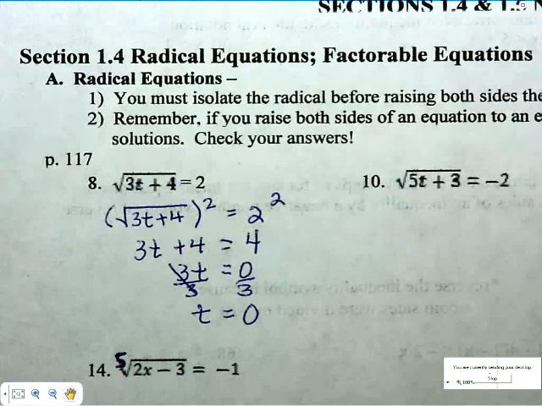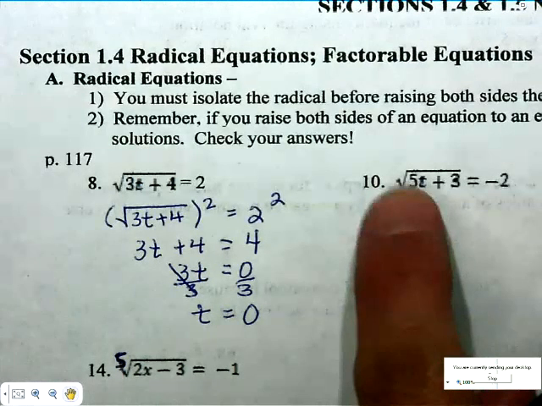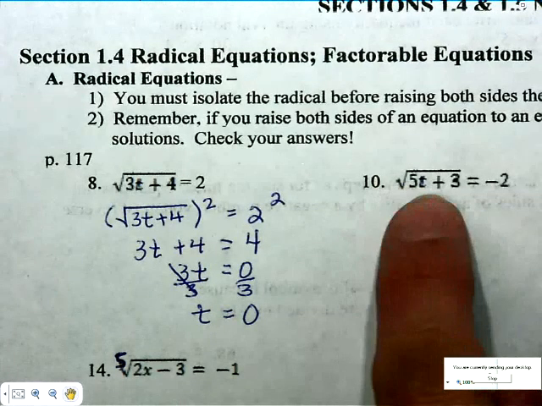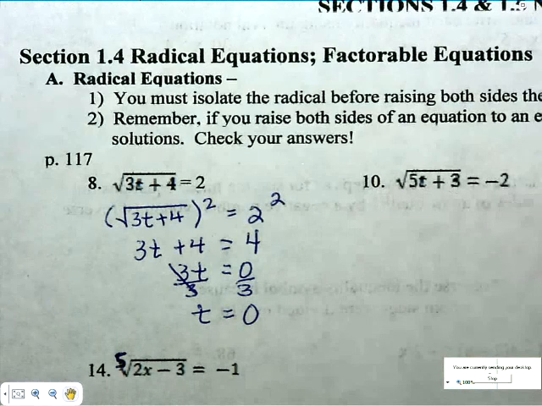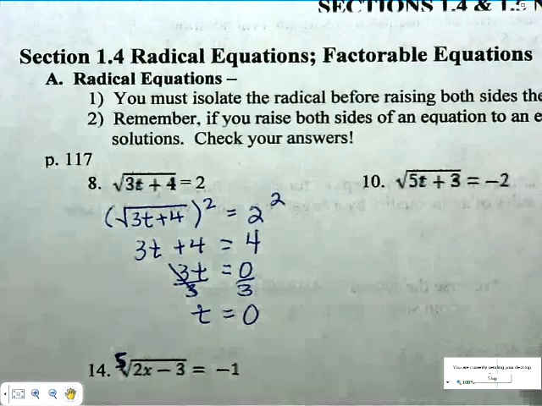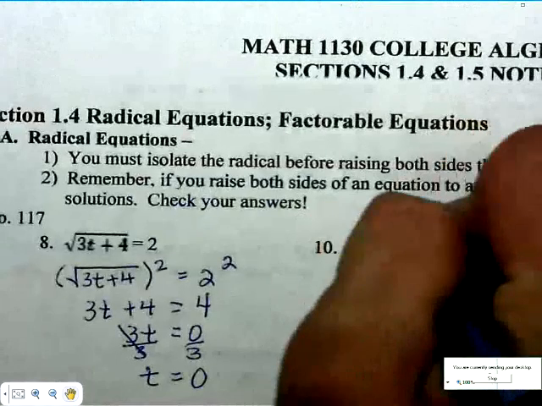All right, number 10. If you're really on the ball, what can you tell me already? That's not going to have a solution, because this symbol means positive square root, and the positive square root of something can't be negative 2. So if you're watching out, you can go ahead and not write down any work, but just say no solution. If you happen to forget, then square both sides, and you will get an answer.